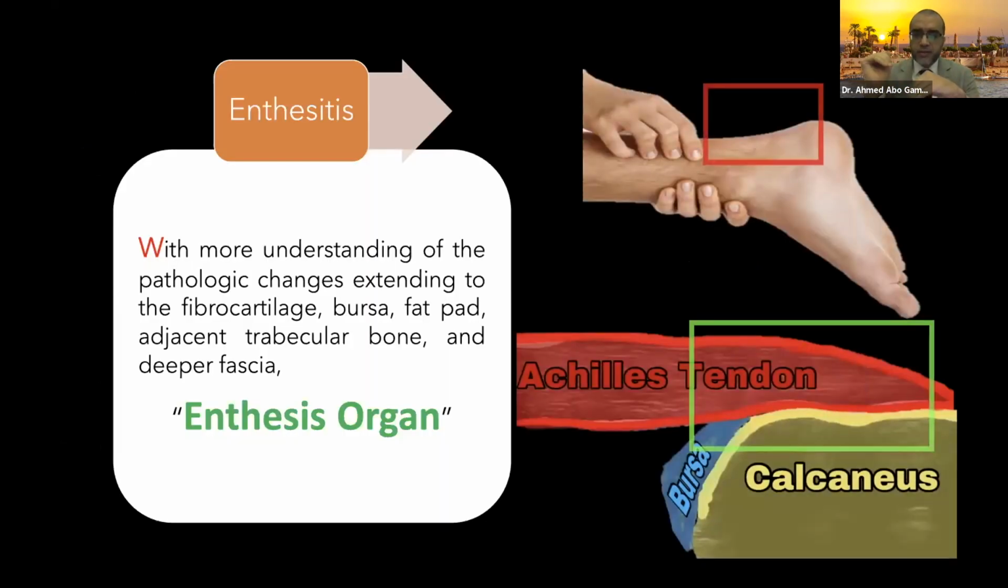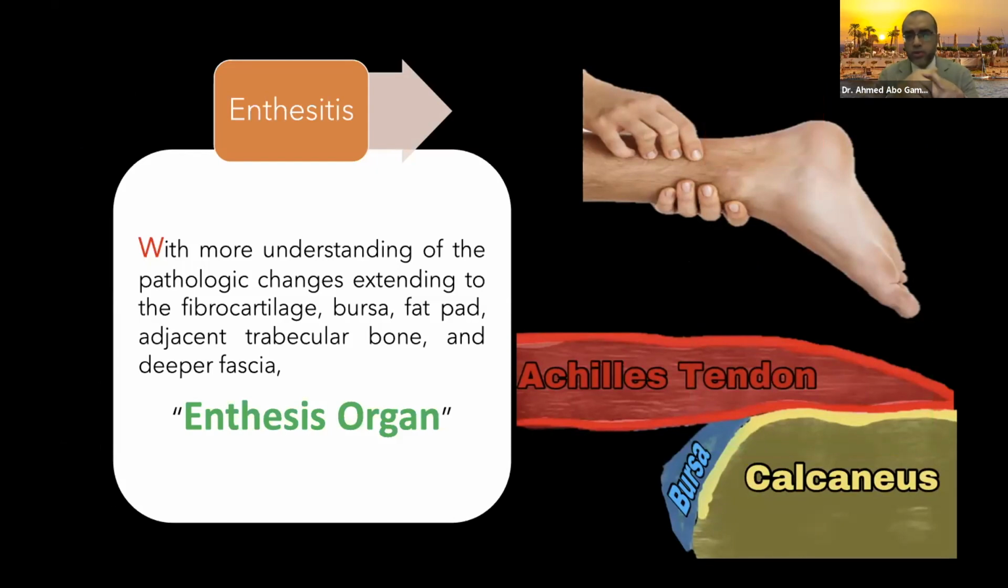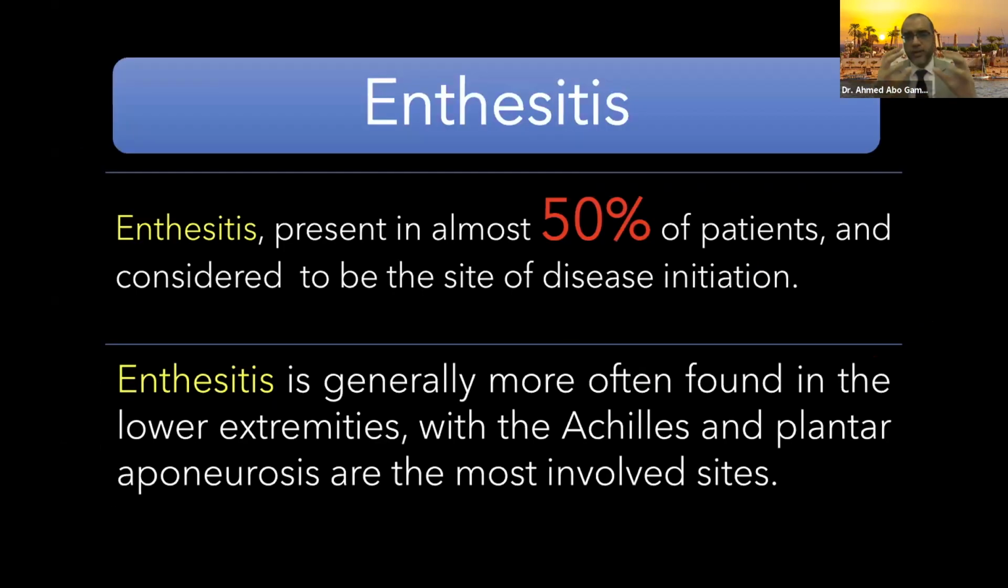With better understanding of the pathogenesis, we started to extend the term enthesis to be the enthesis organ, by adding what's happening in the region of the enthesis: the fibrocartilage, the synovium of the bursa, the bone cortex, and the attached ligaments or tendon. So we try to use the enthesis organ as a full definition of what's happening in all the area. Enthesitis happens in almost 50% of cases with psoriatic arthritis, with dominance usually in the lower limb, especially the Achilles tendon and the plantar fascia.